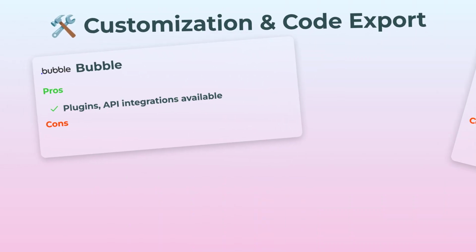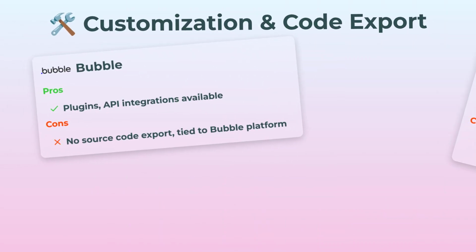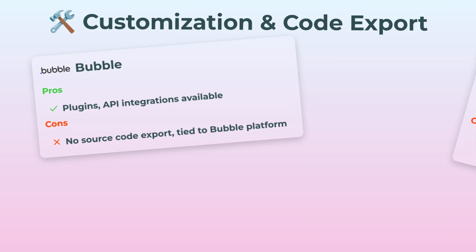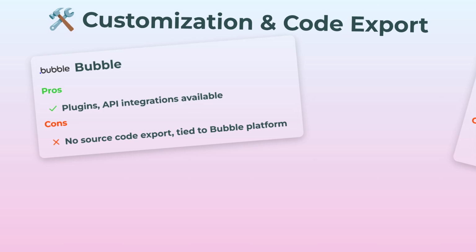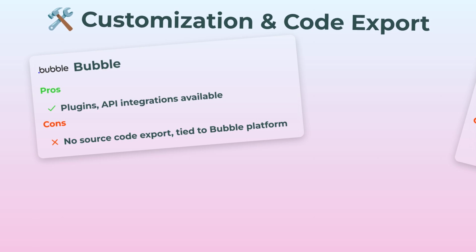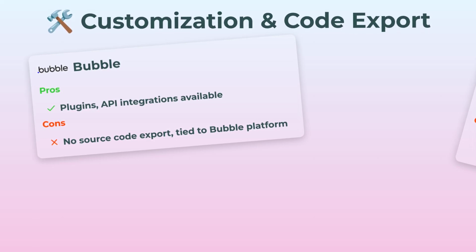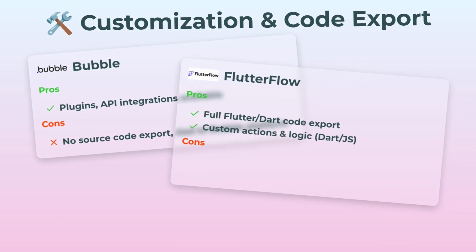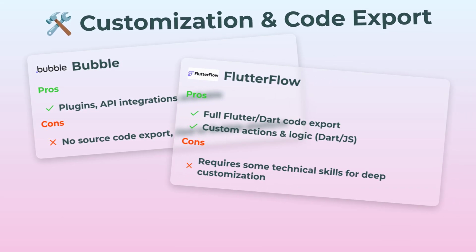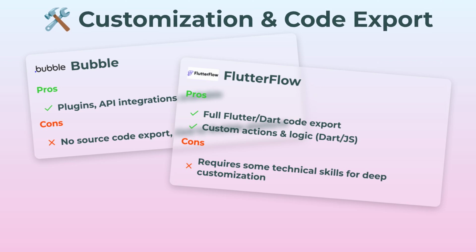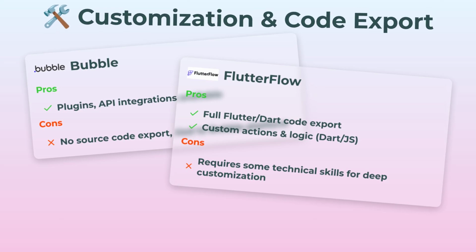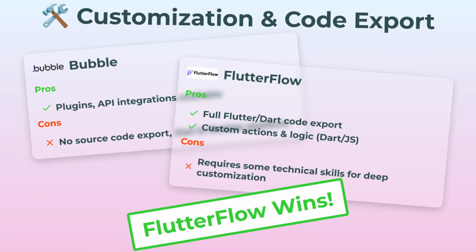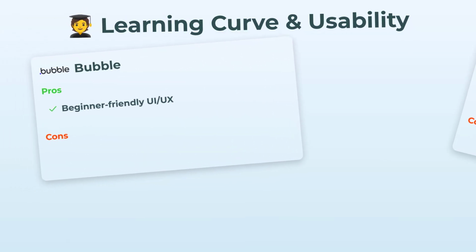Alright, here's a juicy one: customization and code export. Bubble gives you plugins and API hooks letting you integrate with a bunch of stuff, but if you want the actual code for your app to tinker with or take somewhere else, yeah, that's not happening. Bubble keeps you happily or not so happily stuck. FlutterFlow though, export full Flutter Dart code, add custom actions, put in your own Dart or JS logic. You do need to know a little bit of code magic for hardcore customizations, but for control freaks, FlutterFlow totally bags the win.